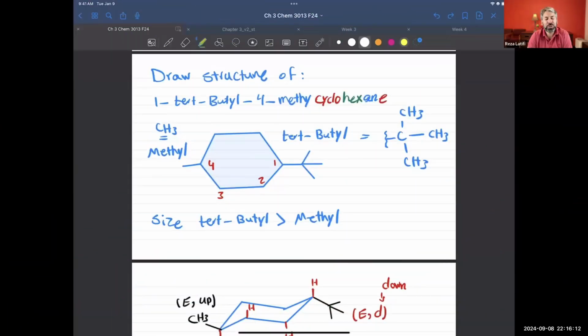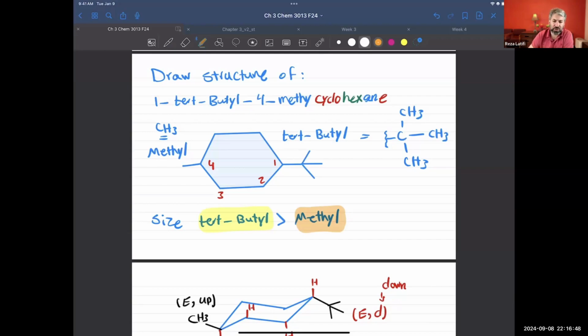Welcome back to another lecture from organic chemistry. Last lecture, we went through this example, and so we said we have one tertiary butyl and one methyl group that are attached to cyclohexane. The tertiary butyl is bulkier than the methyl group. So we said if you have to choose, then put the tertiary butyl in the equatorial position, and the methyl in the axial position, because the tertiary butyl is bulkier.